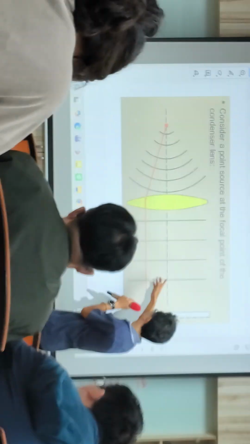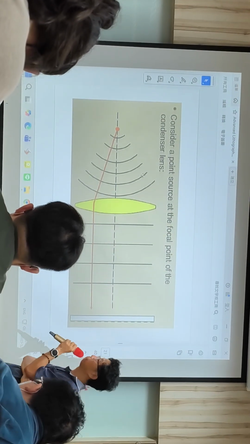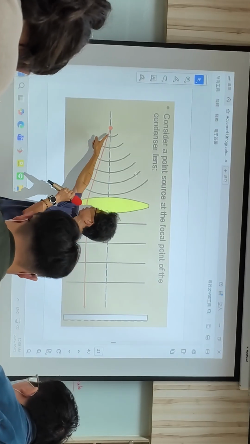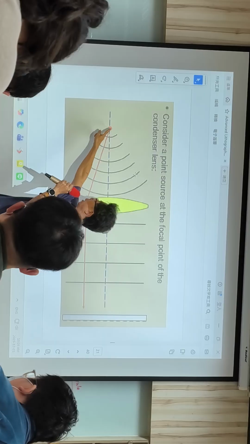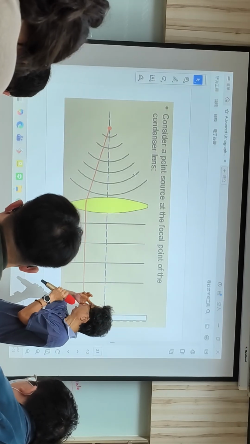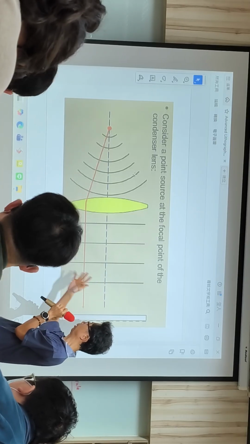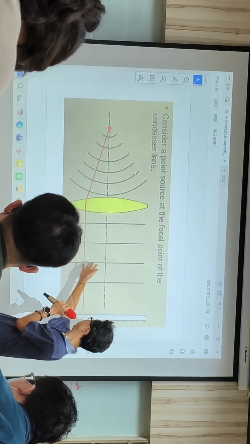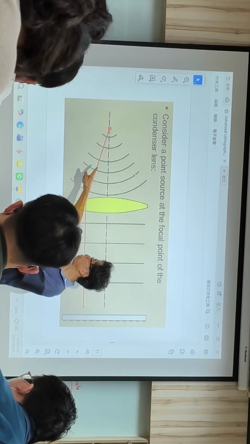This is a lens, and this is, we can say, the image plane, and this is the focus. So any light coming out from the focus goes through the lens, and then becomes a kind of parallel plane, a plane wave. So it becomes a plane wave, coming to here. Okay? So this is the focus.